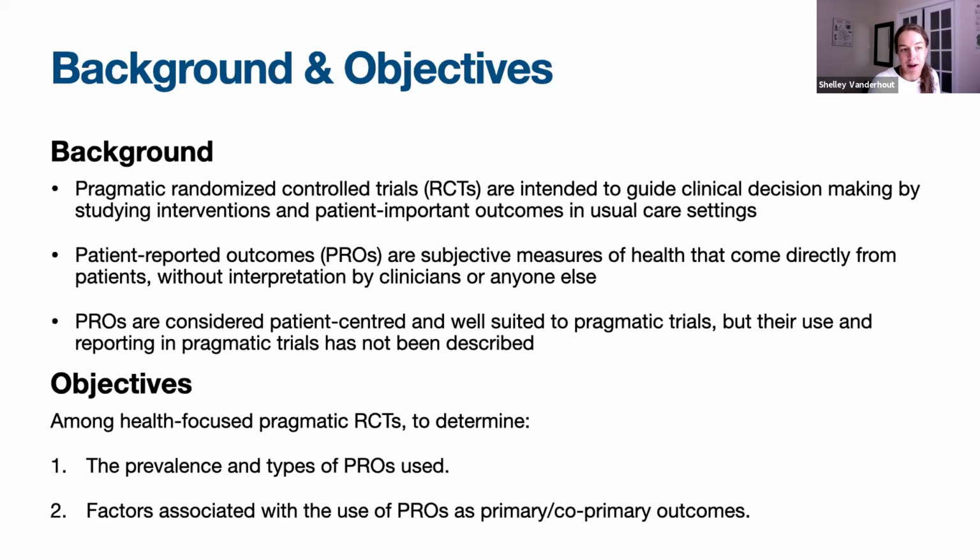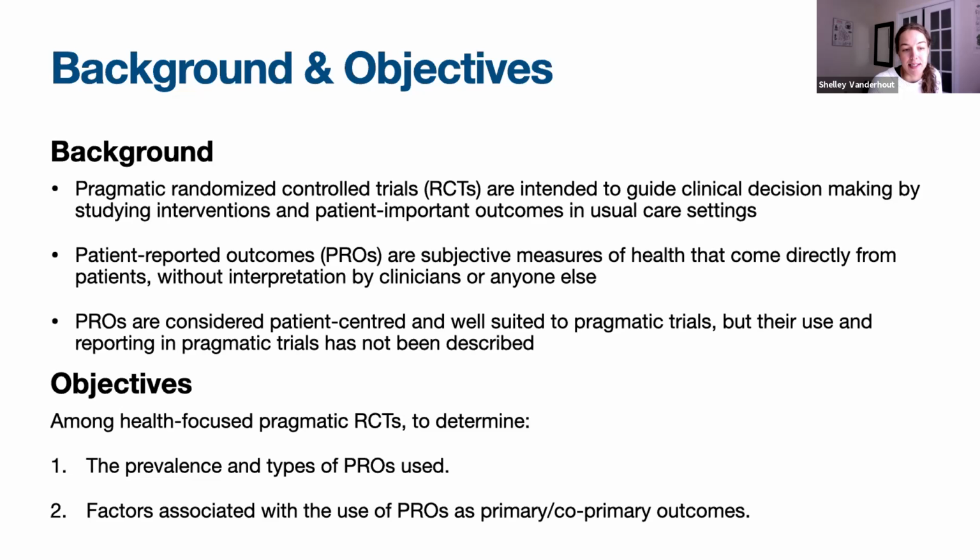So to provide a brief background, pragmatic RCTs, as we know, are intended to guide clinical decision-making and study interventions and patient-important outcomes in usual care settings. And at this stage in the field of patient-oriented research, we also like to see patients being engaged and involved throughout the research process. Now, patient-reported outcomes, or PROs, are subjective measures of health that come directly from patients without interpretation from anyone else. PROs are considered patient-centered and well-suited to pragmatic trials. However, their use and reporting in pragmatic trials has not been described.